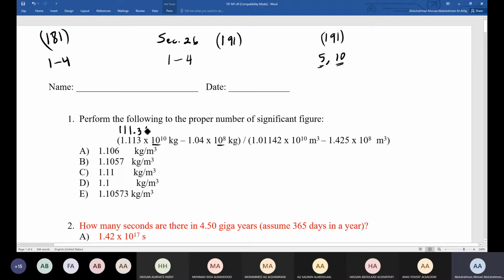111.3 times 10 to the power 8 minus 1.04 times 10 to the power 8. Okay, divided by, same thing here. What should I do to make it the right power? Shift the decimal. Minus 1.425 times 10 to the power 8. Now, do your mathematics.